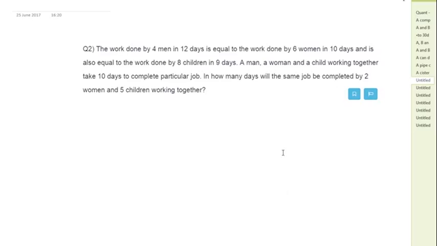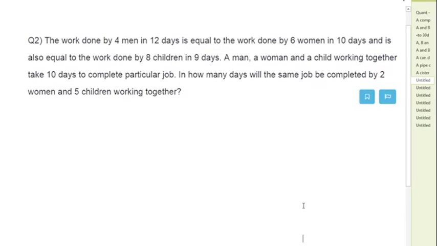So these questions are slightly longer versions. The one that is there on your screen, it's not difficult. It's not more difficult than what was there earlier, but it is slightly longer. The methodology will remain the same.